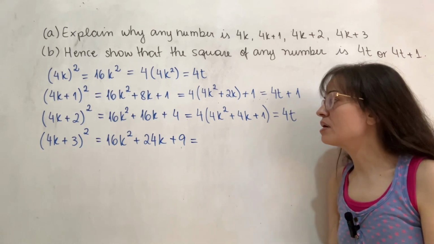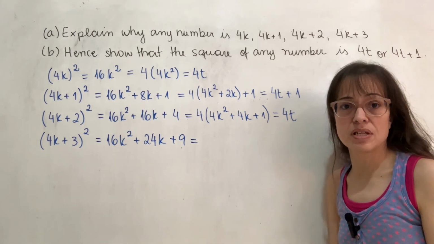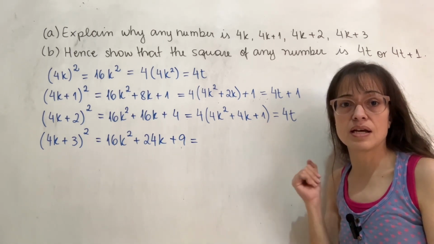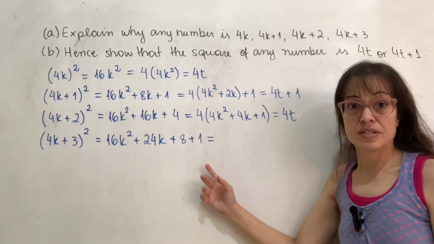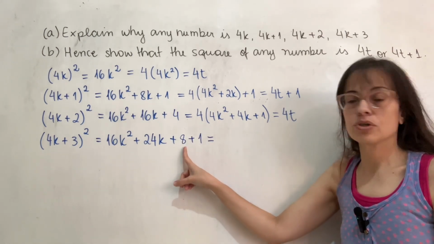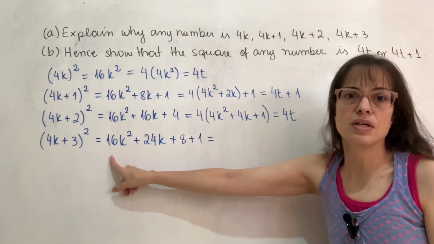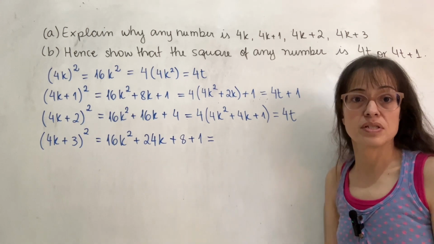And in the fourth line, the same thing is going to happen, except that you have to look at the 9 as 8 plus 1, because then the 8 does have a 4 to factor out together with this, and the 1 is going to just stay there.